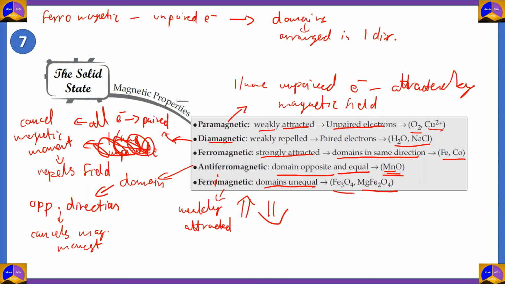These substances are ferrimagnetic because their domains are both parallel and anti-parallel, and the number of parallel and anti-parallel domains are unequal. Therefore, there is either a weak attraction or a weak repulsion due to the fact that the domains become unequal.